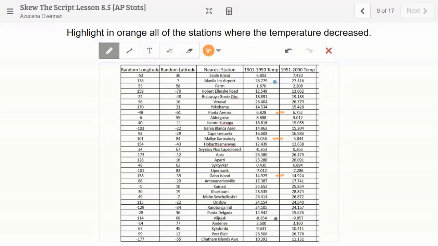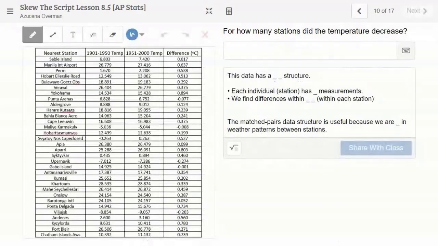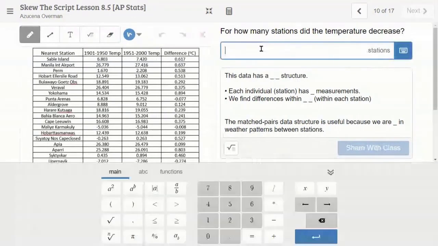So let's see, does that one go down? No. Yes, that one went down, actually. That one got colder. But most of these, let's see which ones are highlighted. So if you look at them, most of these did have the temperature increase. Only a few of them had them decrease. All right. So for how many stations did the temperature decrease? It was a couple. I'm going to say a couple.